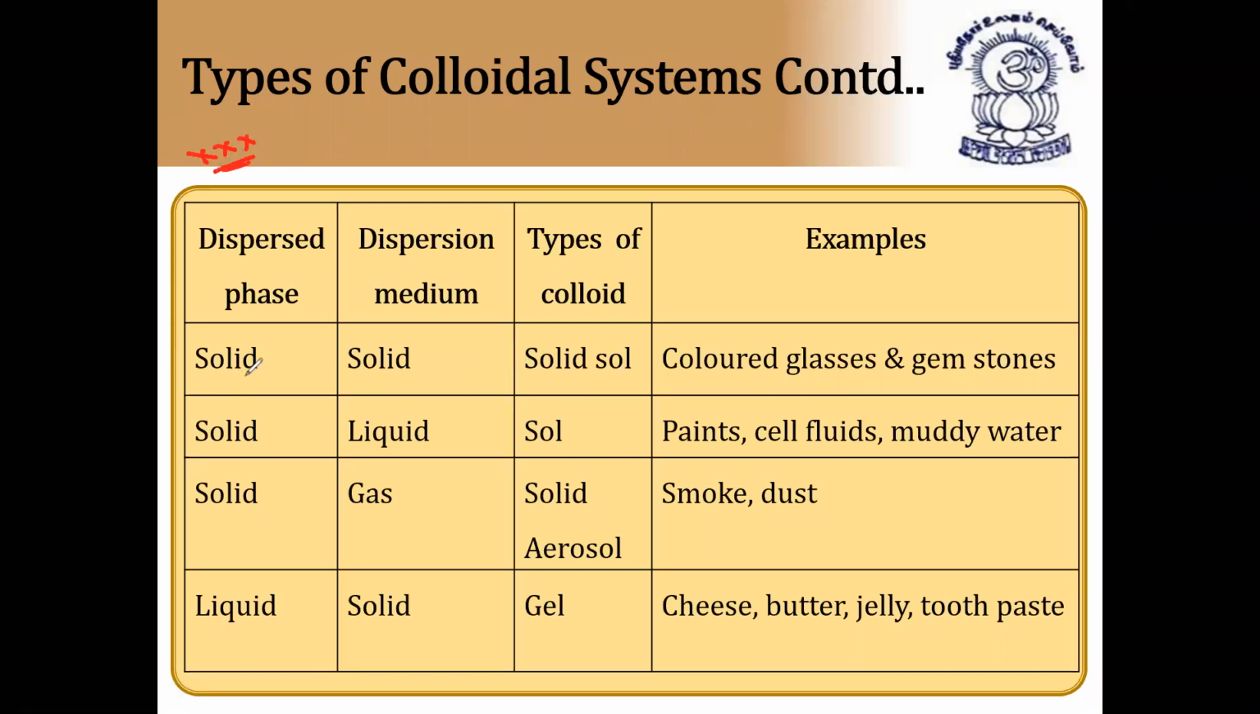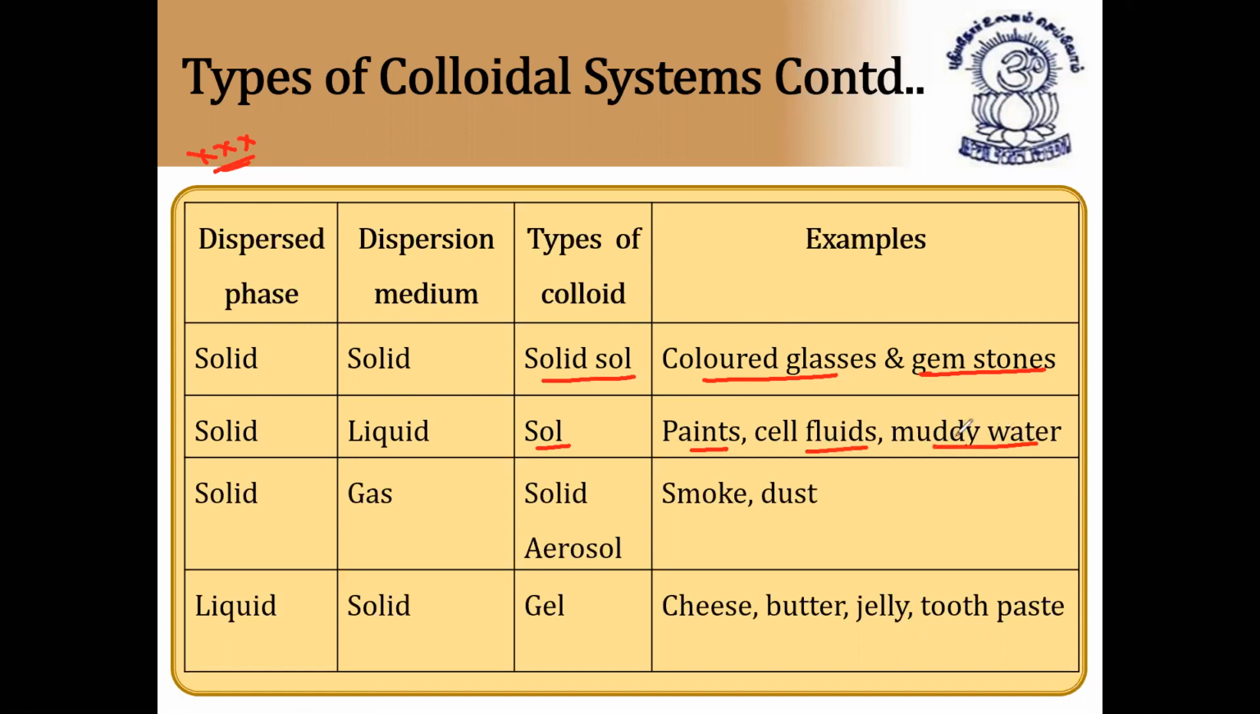When the dispersed phase is solid and the dispersion medium is solid, solid in a solid, it is called a solid solution, and examples are colored glasses and gemstones. In colored glasses and gemstones, the dispersed phase is solid and the dispersion medium is also solid. Solid in liquid, that is sol. Examples: paints, cell fluids, muddy water.